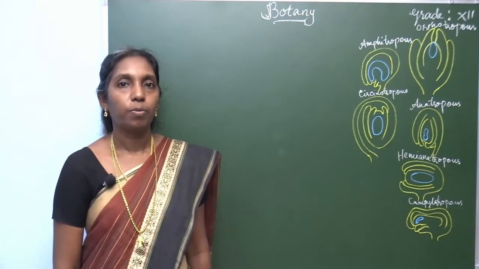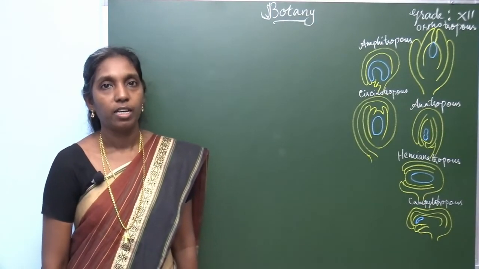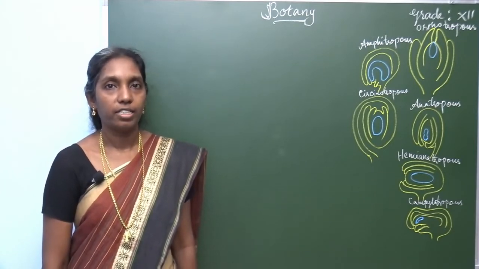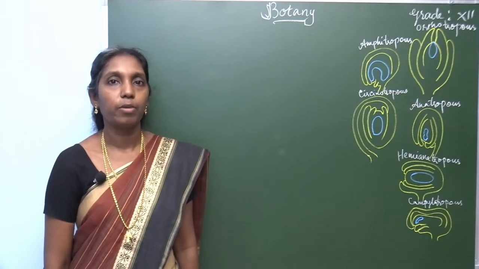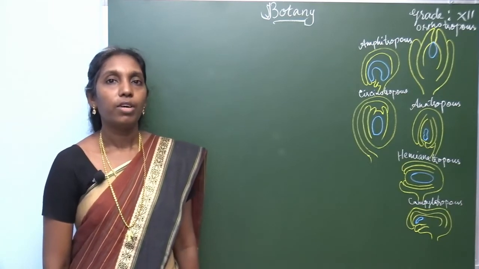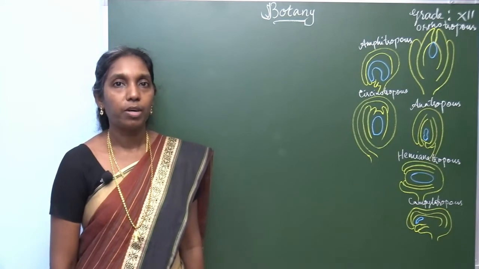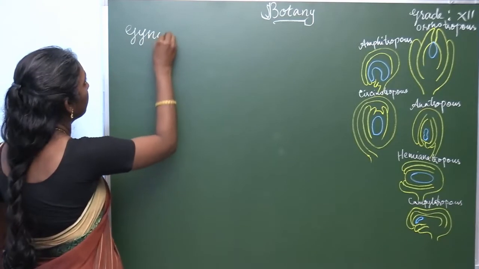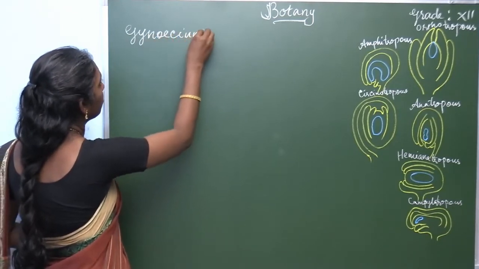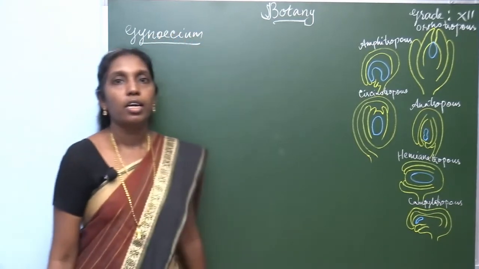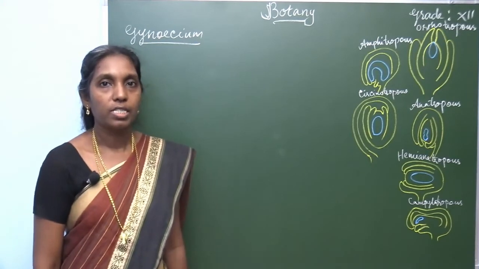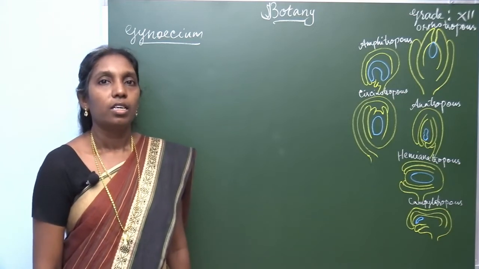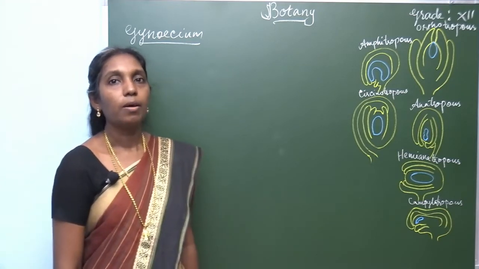Let's move to the next topic, female reproductive part. Previously you learned in detail about the structure of androecium, that is the male reproductive part of the flower. Today we are going to study the female reproductive part, that is gynoecium. Gynoecium represents the female part of the flower. It refers to a pistil.